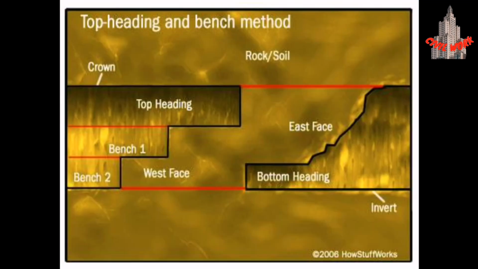This is a visual demonstration of how we use the top heading and bench method. First we will dig our tunnel in the top heading. Then we will have a step which is known as a bench. It will be called bench 1. Then we have the second bench. We will call it bench 2. In this way the whole tunnel is dug.